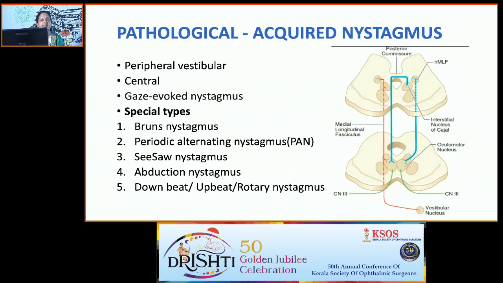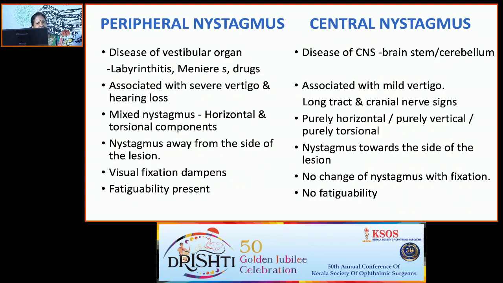Okay, now coming to pathological adult onset acquired nystagmus. We can just pass through the important ones. One is peripheral nystagmus or vestibular nystagmus, peripheral vestibular nystagmus, central nystagmus, and the special types of nystagmus. Peripheral nystagmus means this is as a result of disease of the vestibular organ, like labyrinthitis, Meniere's disease, drugs, and it is associated with a severe vertigo. Maybe there will be vomiting and hearing loss.